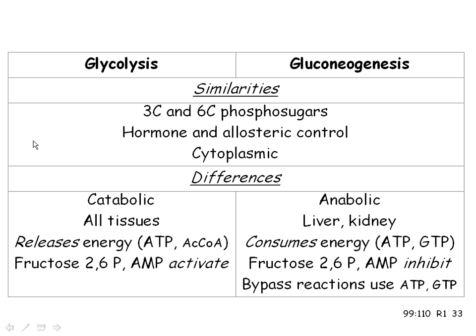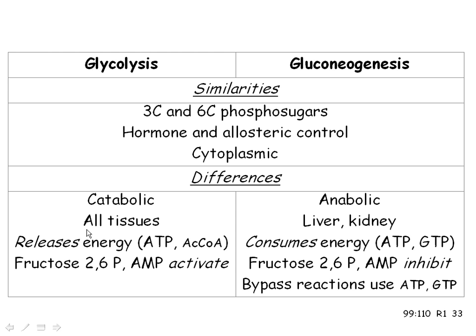And the next few slides are side-by-side comparisons of some pathways that we've talked about, to let you refresh your memories about their properties. Some of them have names that are similar to each other, so it's nice to keep them straight. Glycolysis and gluconeogenesis are the catabolic and the anabolic pathways for glucose and for some other sugars. They're both going to be using 3 and 6 carbon phosphosugars. They both are controlled one way or another. They're both in the cytoplasm of cells.